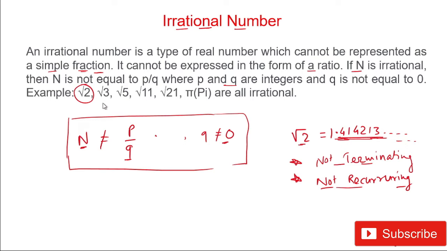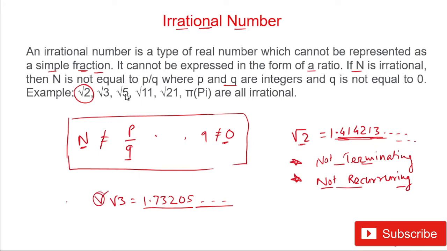So friend, likewise the value of root 3 is 1.73205 and it goes on. Here also it's not terminating, it's not stopping, it goes on and the pattern is not similar, so it's not recurring also. So we can say this is an irrational number.